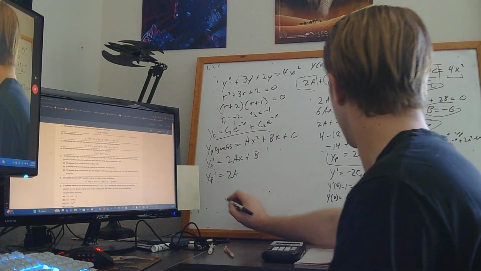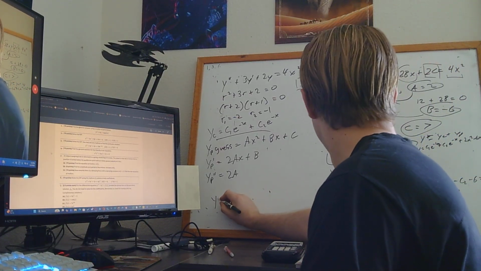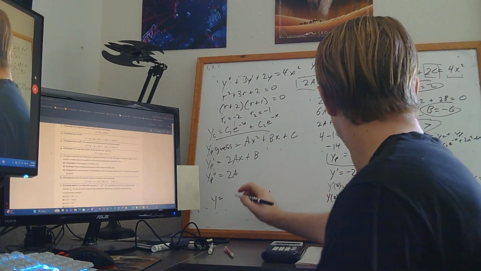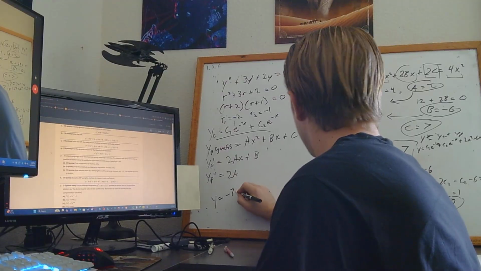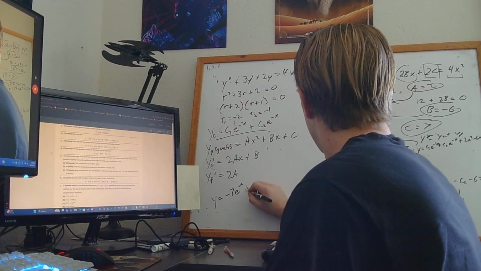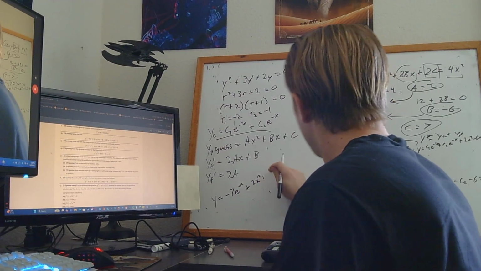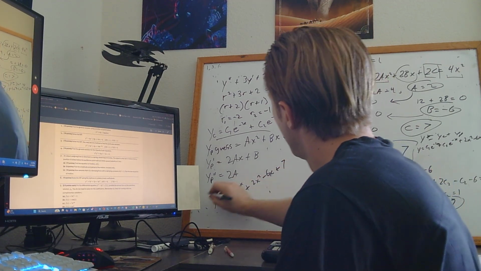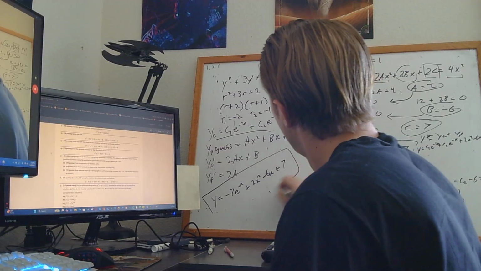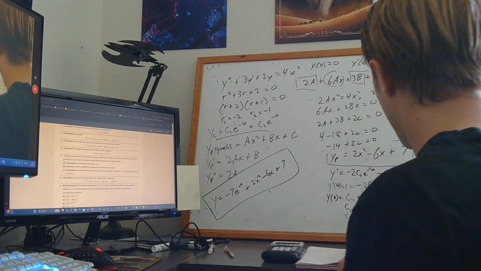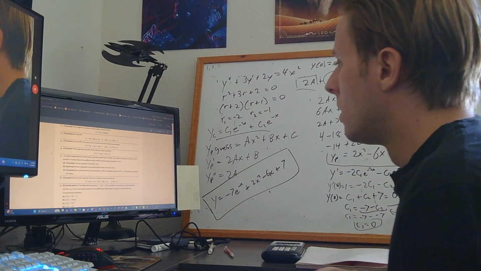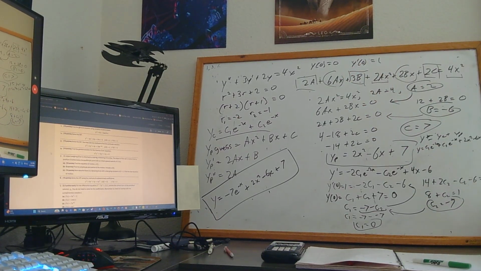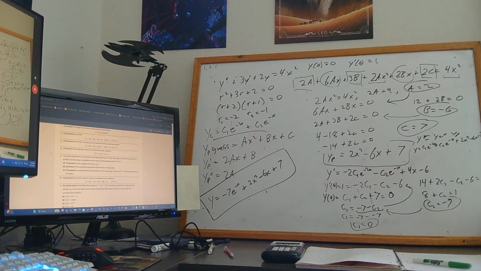So let's shove all this back into our equation here. So y equals, so this first term with the c1, that just goes away because c1 is 0. So we're going to have minus 7 e to the minus x plus 2x squared minus 6x plus 7. Okay, and there we have it. That was question number 6.